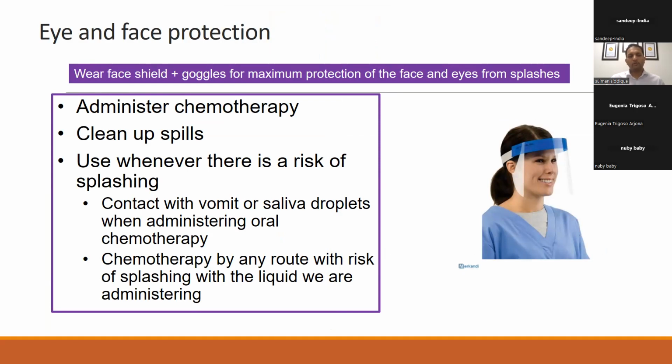So every time chemotherapy is administered, face shield and goggles should be worn. When you're cleaning up a spill, these should be worn, or whenever there's a risk of splashing. When you come into contact with vomit or saliva droplets when administering oral chemotherapy, again, face shield should be worn to protect yourself from the splashes of vomit or saliva.